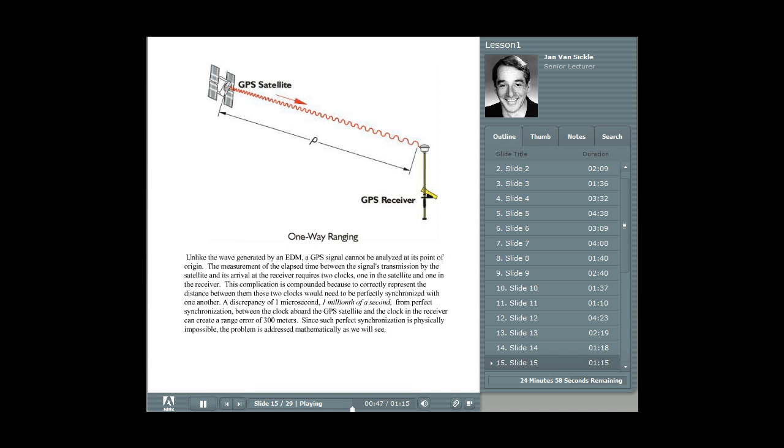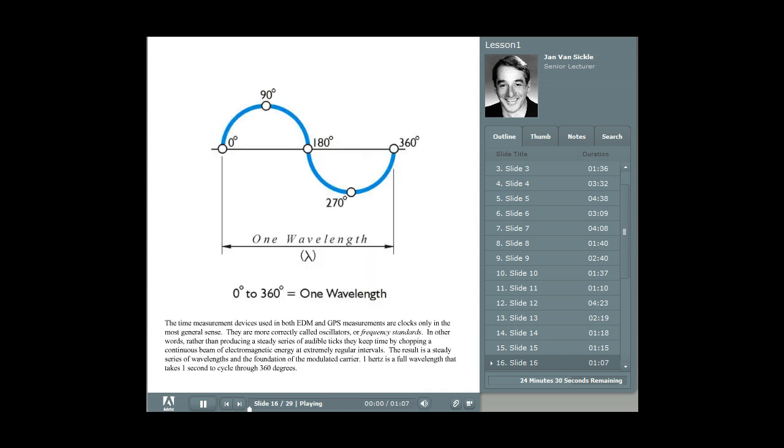And on top of that, a discrepancy of 1/1,000,000 of a second actually creates a range error of 300 meters. I like to bring up the fact that 1 nanosecond at the speed of light is approximately a foot. So you can see that this sort of perfect synchronization is not in the cards. So we have to solve for time with GPS. But let's go back to the idea of how the distances are measured with an EDM.